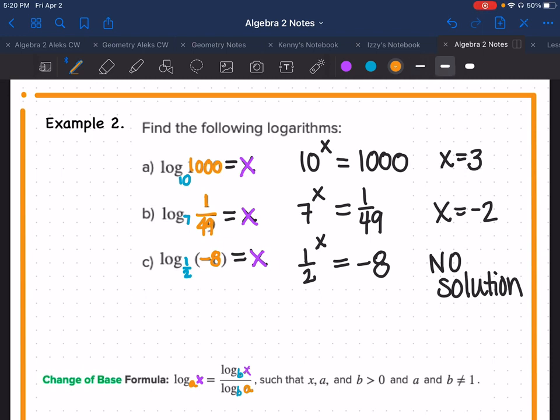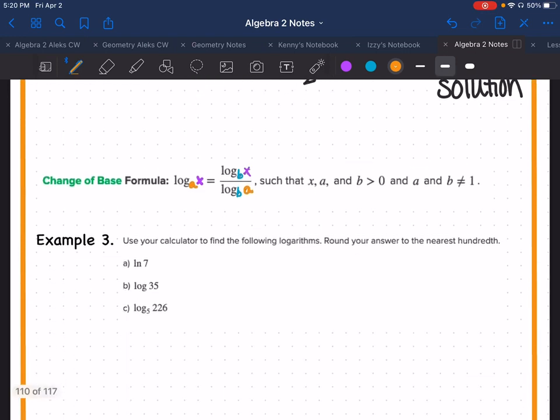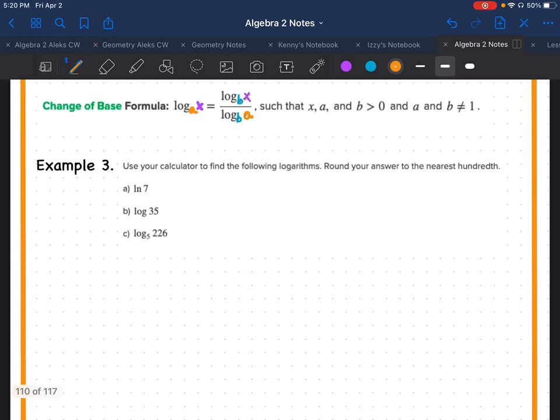Now, normally when we do the change of base, we want to use it so that we can use the calculator. Like that's the whole goal of changing our base so that we can put it in the calculator and we can give an answer of a decimal. Okay, so here we go. Use your calculator to find the following logarithms. Round to the nearest hundredth.